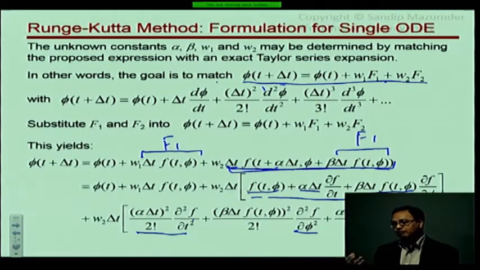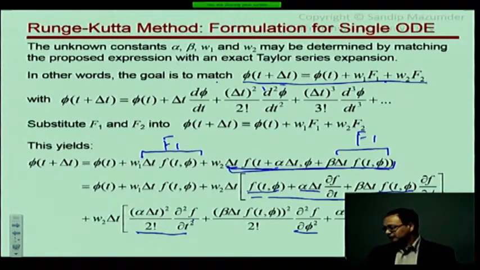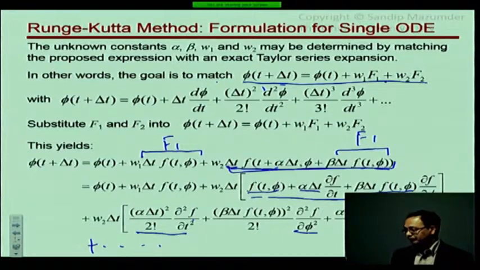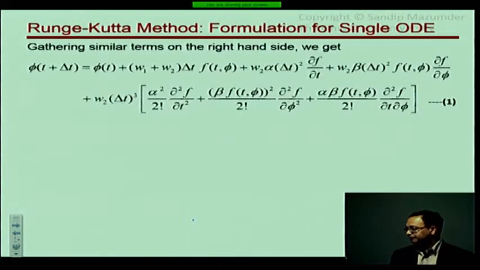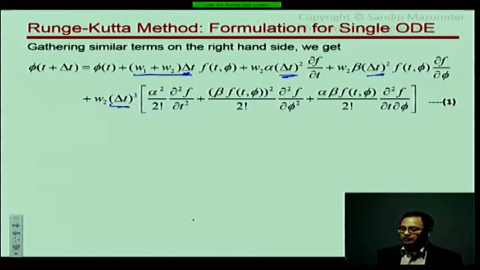So this is just a two-dimensional Taylor series expansion. Think of f of x and y. You're doing f of x plus delta x, y plus delta y about f of x and y. That's basically what we're doing. And then, of course, you're going to have higher order terms, which will be the third derivatives and so on. So if we now gather all the similar terms on the right hand side, this is what we end up getting. We get a term which has a delta t in front of it, another two terms which have delta t square in front of it, and then terms which have delta t cubed in front of it.